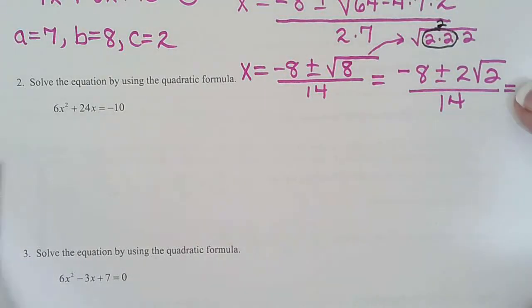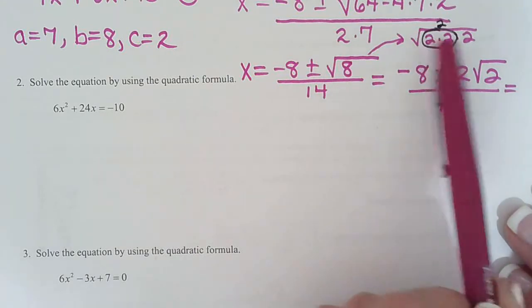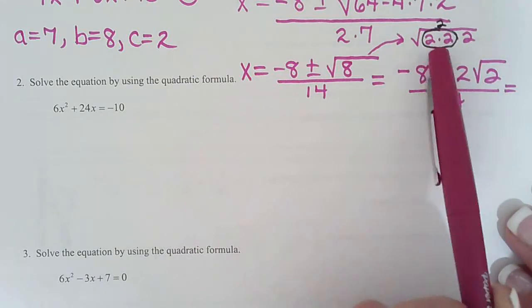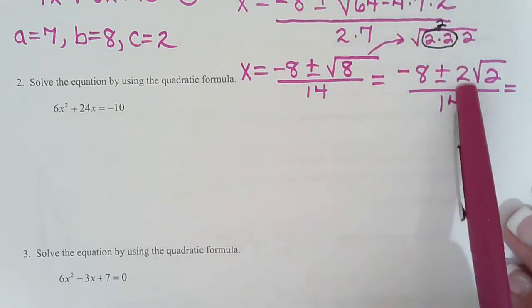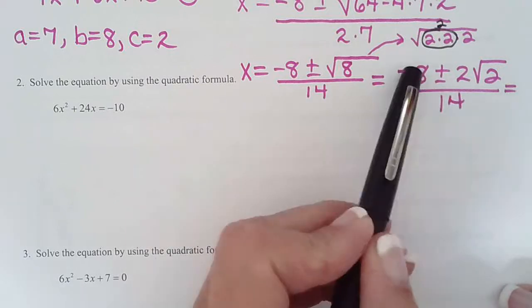Let's go ahead and finish up number 1 on page 6 of your note packet. So we had just simplified our radical. 8 was 4 times 2, which is 2 2s and a 2. So 2 of those 2s came out as a 2. The other 2 stayed under. So this next thing I'm going to say is super, super important. I am never, ever allowed to cancel these.